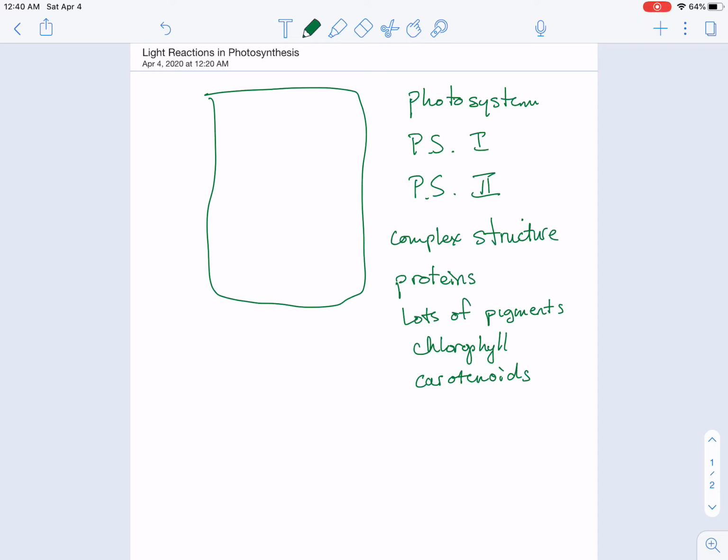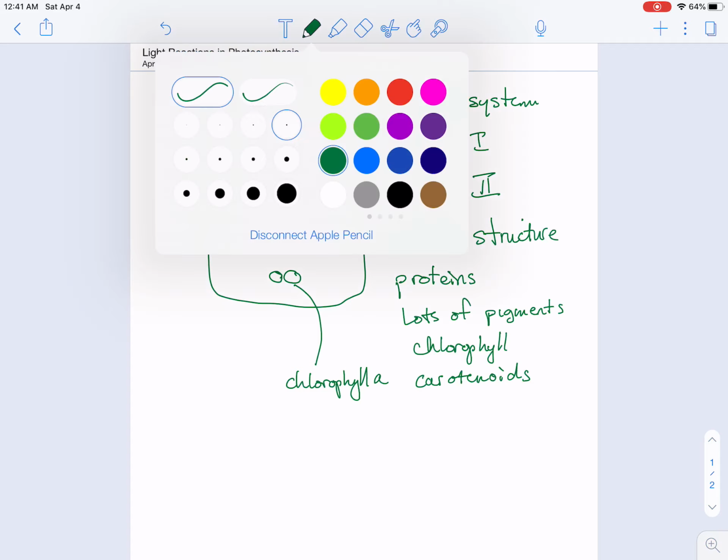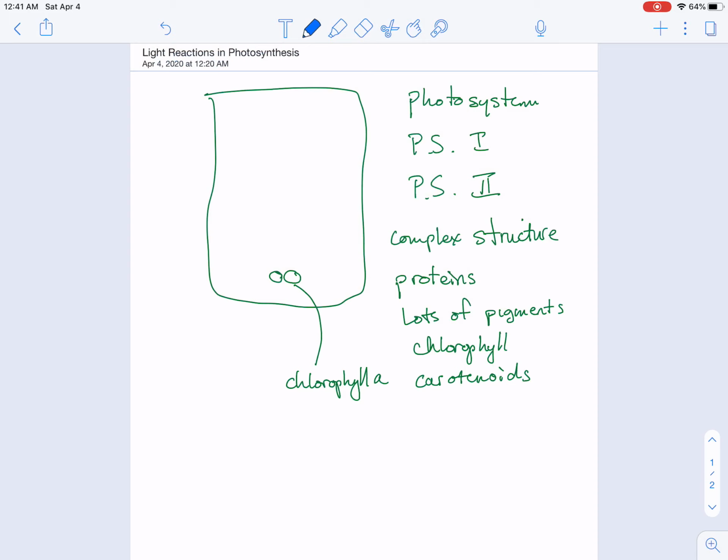And then we have this special pair of chlorophyll A molecules down here. These areas are a special place where electrons get excited and they can move to a different part of the photosystem. But let's talk about that in a minute. I'm just going to put this little box up here because this little box is going to help accept those electrons once they get excited.